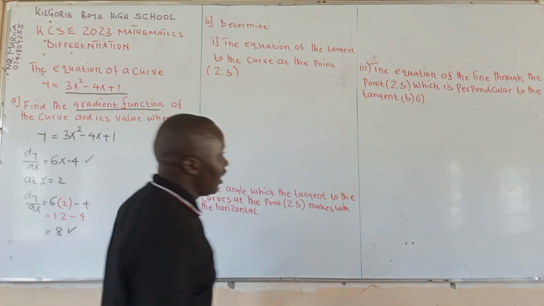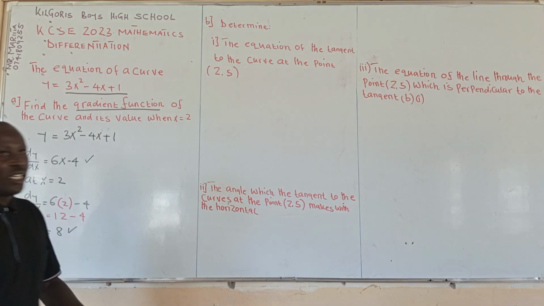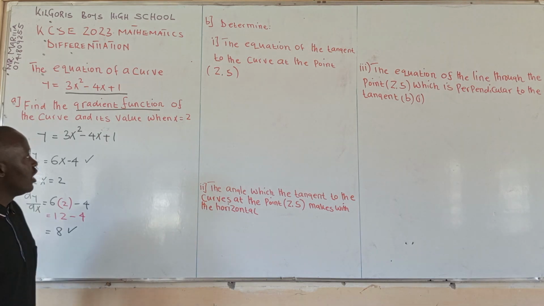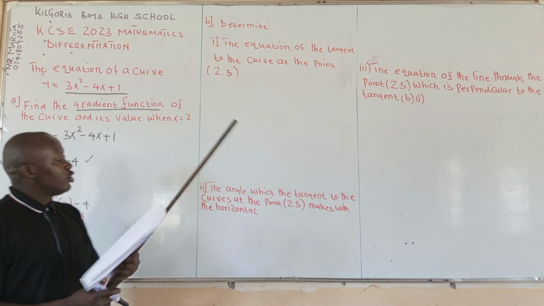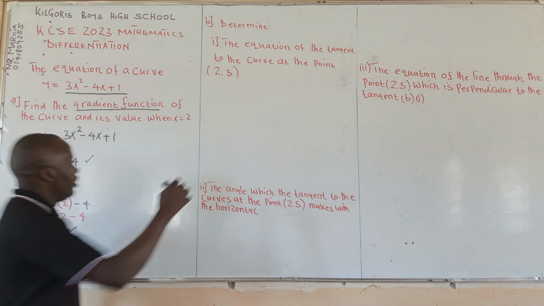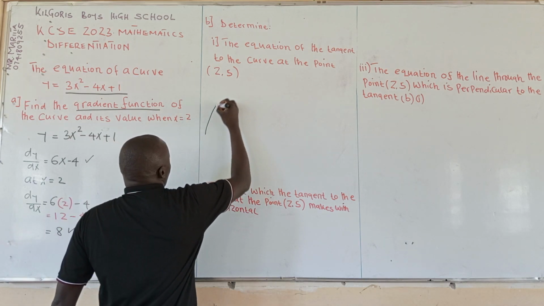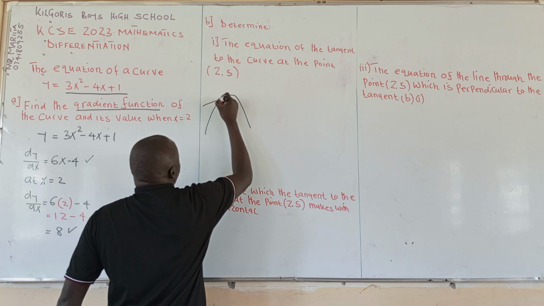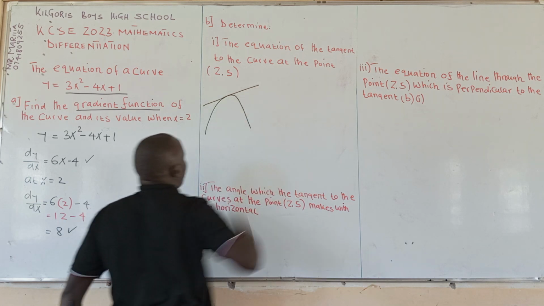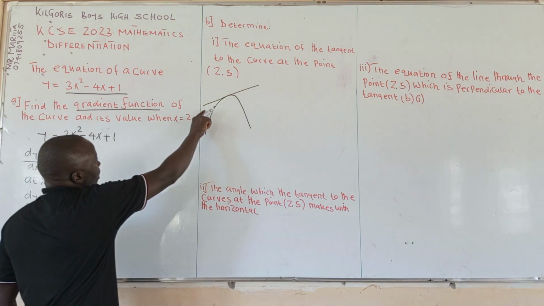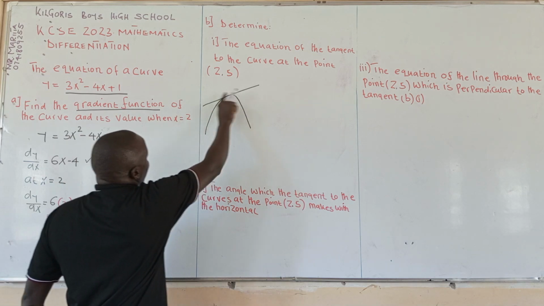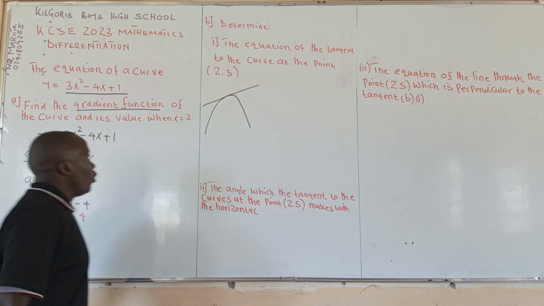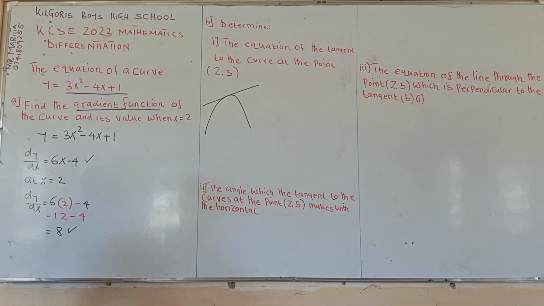Determine the equation of the tangent to the curve at the point 2, 5. So suppose this is the curve we have, we can have a tangent here. So we want the equation of the tangent at this point, which is 2, 5.